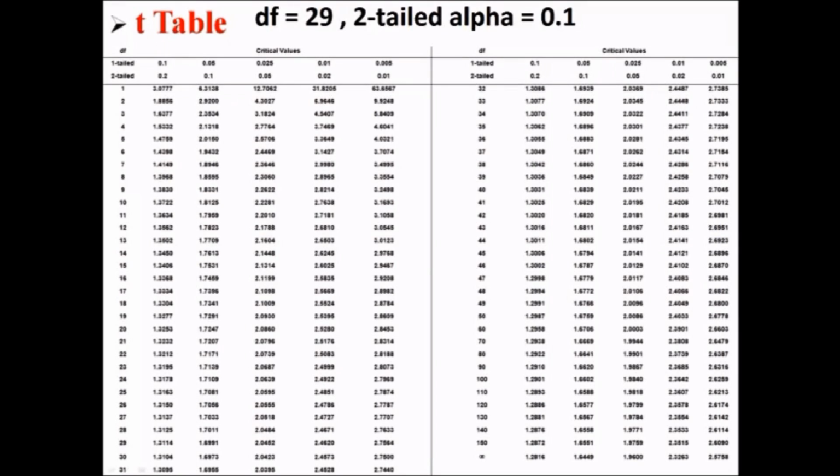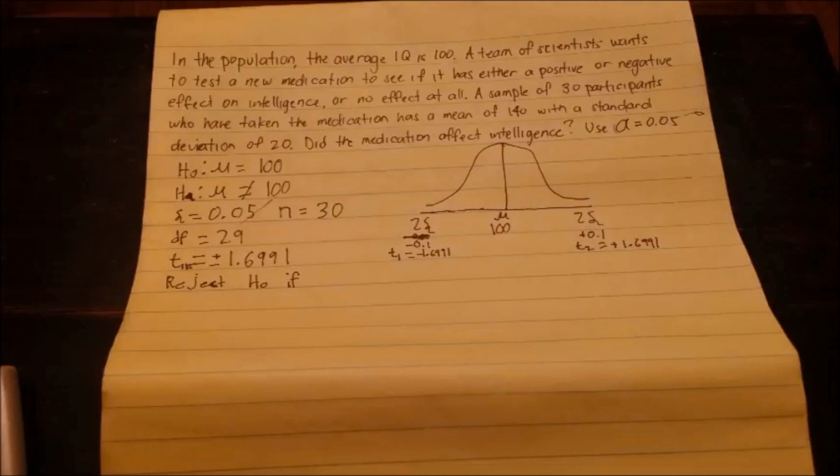Now we have to locate the df on the t-table, which is 29, and our two-tailed alpha, which is 0.1. Making a line to both of them will intersect at a value which will be our t-score, equal to 1.6991. To set our t-scores, we have t1, which is negative 1.6991, and t2, which is positive 1.6991.